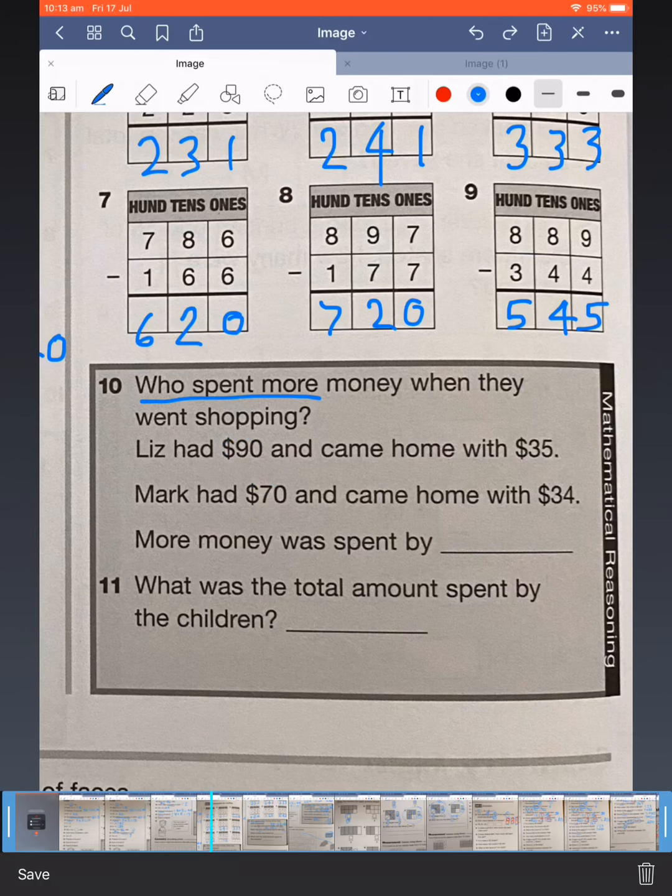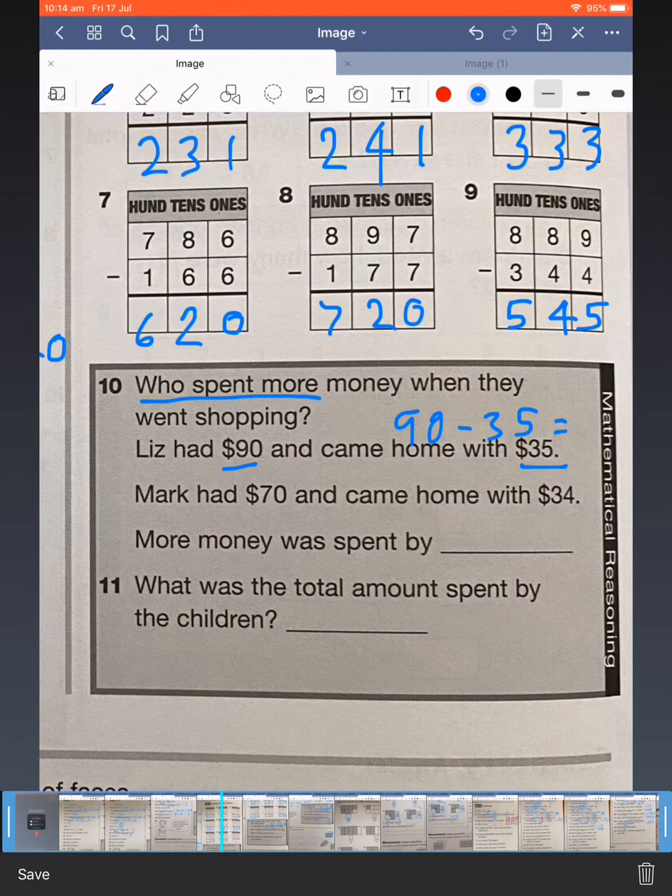So Liz had 90 and she came home with 35. So I need to find out how much she spent. She spent whatever was between that. Okay, so I'm going to go 90 minus 35 equals. To sort that out in my mind, how I work that out is I go 35, I'm going to add 5 to get to 40, and then from 40 to 90 I know is 50. So the answer is 55.